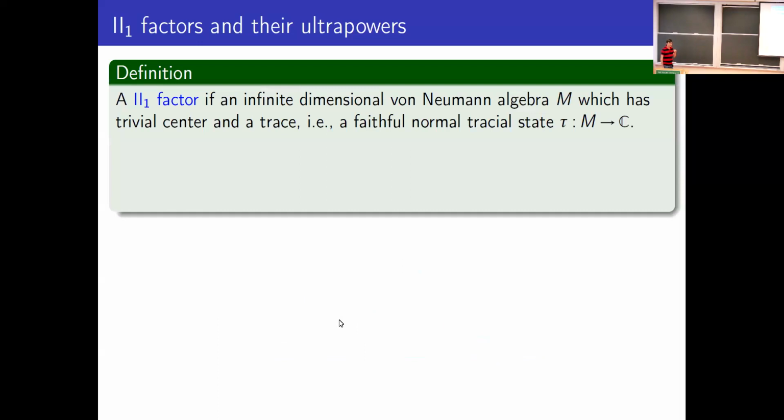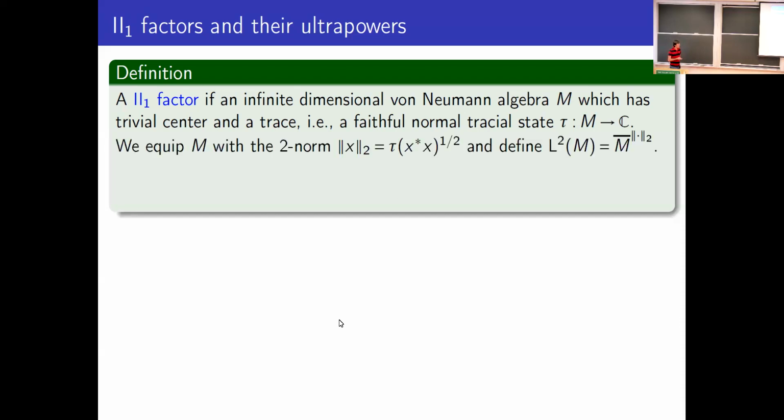So I will start by just telling you a little bit about the objects I'm considering. Very quickly, I'll mention what II1 factors are and what ultrapowers are, because I'll need this to define existential closedness. A II1 factor is just an infinite dimensional von Neumann algebra with trivial center and a trace. And we'll always equip M with the 2-norm defined by the trace. So for x, the 2-norm of x is just the square root of the trace of x star x. And also I'll define L2 of M to be the closure of M in the 2-norm.